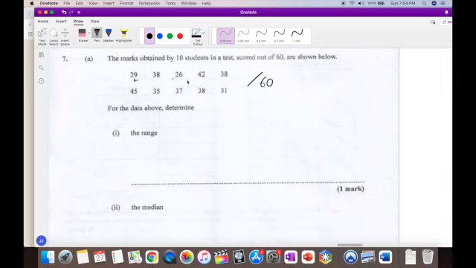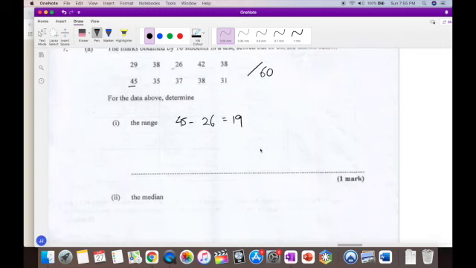So 29, it looks like 26 now. And anything lower than 26, no. So 26 is the lowest mark. The highest mark is 45. Yes, 45 is the highest, so 45. So the range gives us 45 minus 26, which is 19. So everyone scored within a 19 mark range.